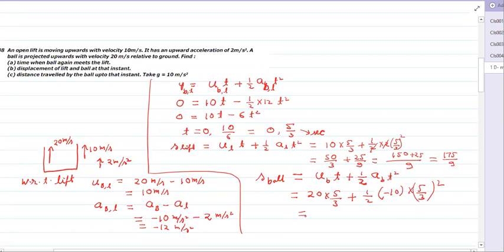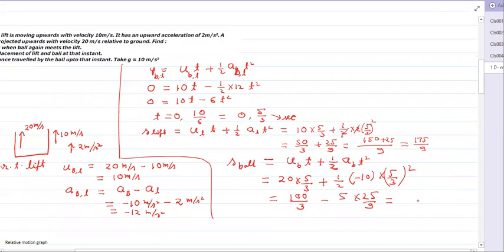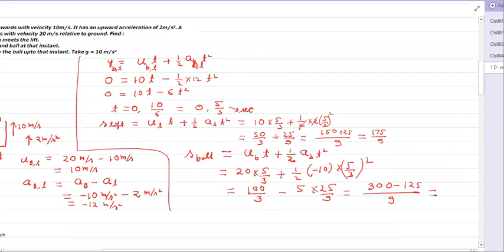So if we solve it, we will have 100 by 3, and here it will be minus 5 and 25 by 9. If we solve it, it will be 9 here and 300, and then it will be 125. So we will have 175 by 9. So this much will be the displacement of ball.